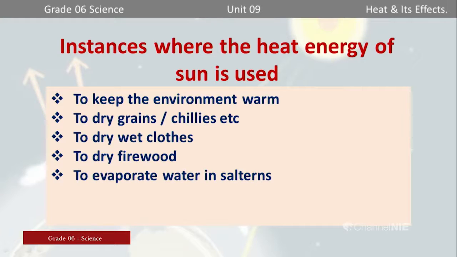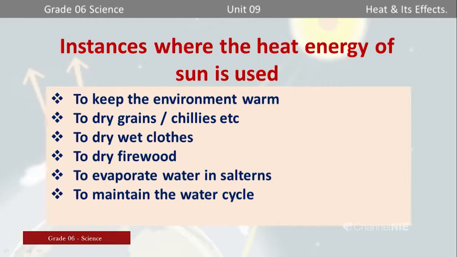What is the process taking place in a solvent? The sea water is obtained to shallow tanks in a solvent, and water is evaporated using the heat of the sun. That is the process taking place in a solvent. To maintain the water cycle, we call that the hydrological cycle, and to cook food and to heat water. Now, these are the instances where we use the heat energy of the sun.